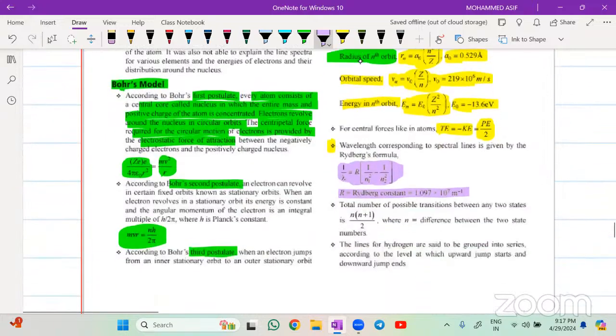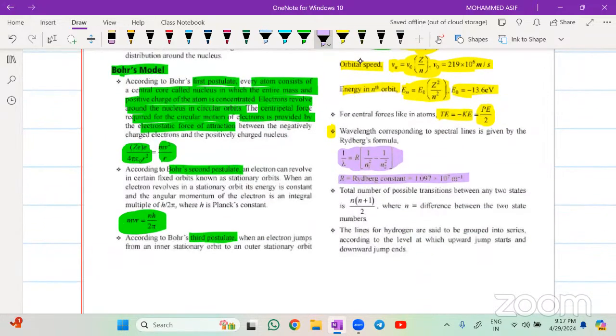Now next one, very important. The total number of possible transitions between any two states is given by the formula n into n plus 1 divided by 2, where n is nothing but what, beta? Difference between two state numbers. Clear? Now, the lines of the hydrogen are said to be grouped in series according to the level at which the upward jump starts and downward jump ends.